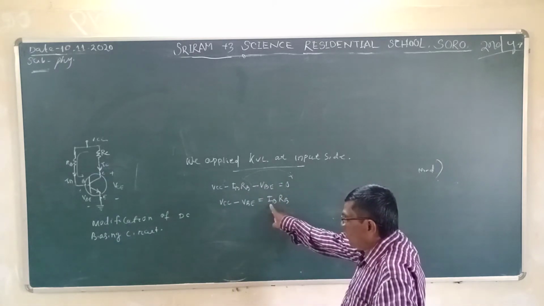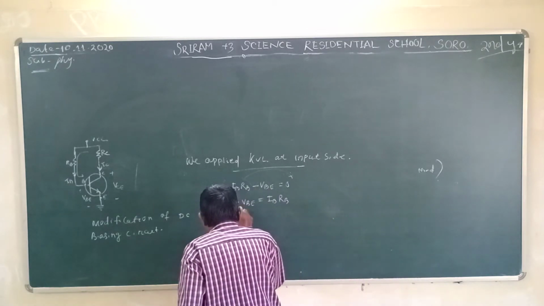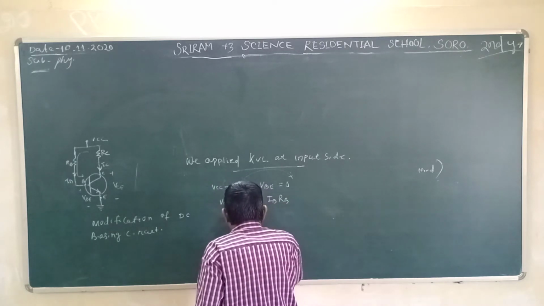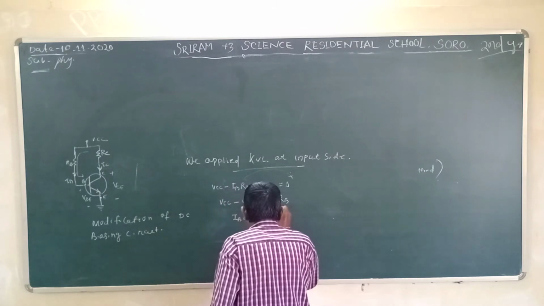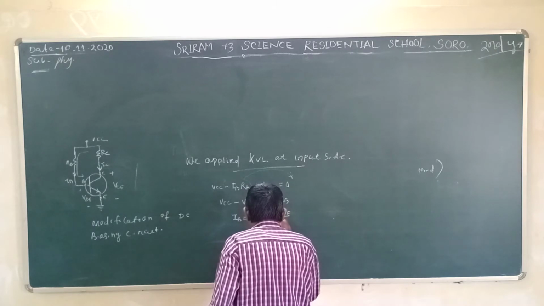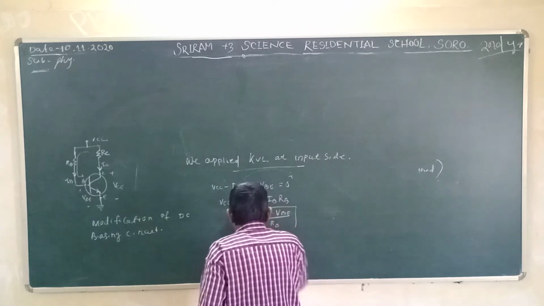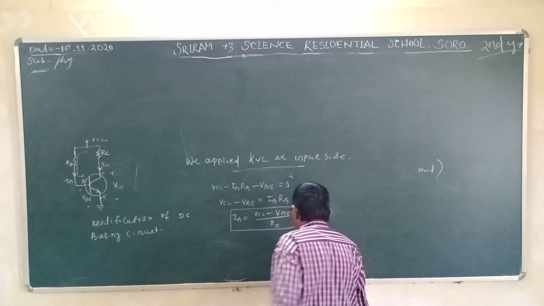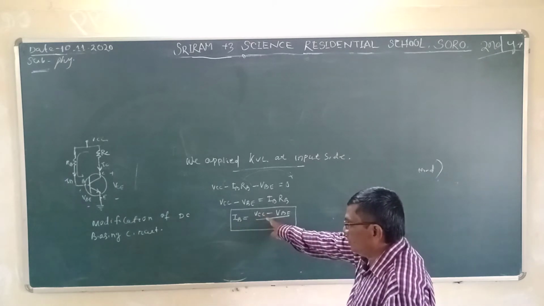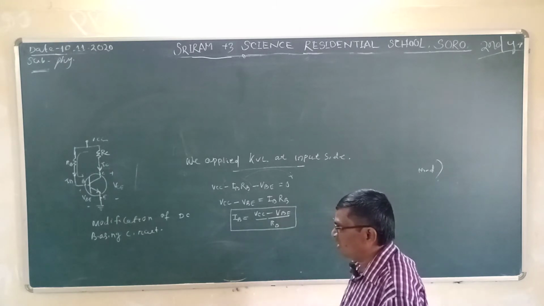Now we calculate easily the base current IB. IB is equal to VCC minus VBE divided by RB, that is the base current.